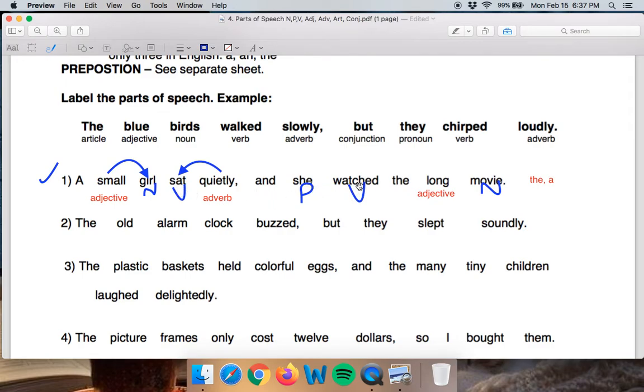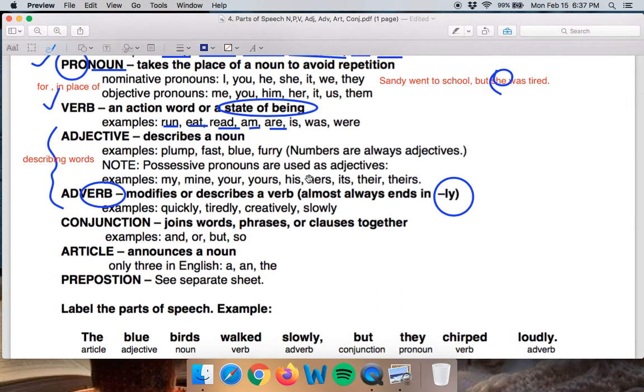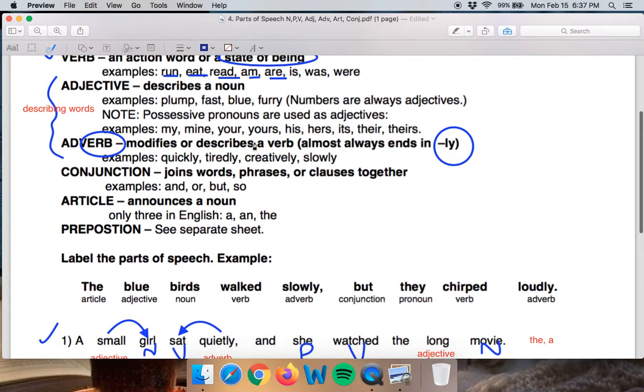Other verb, do we know how she watched? She intently watched. She carefully watched. No, there's no adverb here telling us how she watched. Okay, so we've found our nouns, verbs, a pronoun in there. We found adjectives and adverbs. So let's go back up here and think about a couple of other things.